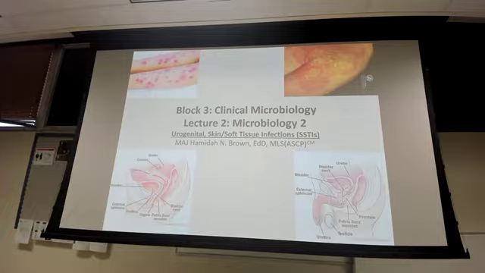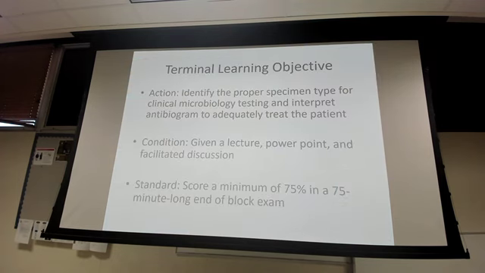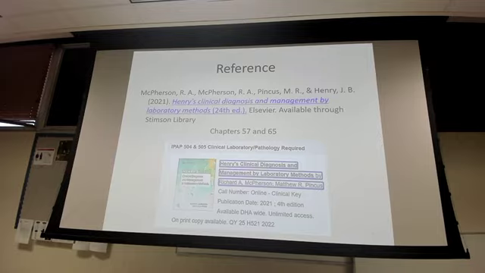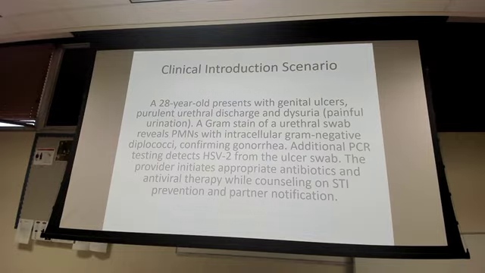Okay, so here's number 2, microbiology 2. Now we're going to be focusing more on urogenital, skin, and soft tissue infections, so SSTIs. This is our very graphic slides today. We're going to be going over urethritis, cervicitis, vaginitis, genital ulcer disease, syphilis, herpes simplex, HPV, PID, pelvic inflammatory disease, infections, and HIV exposures. Okay, this comes from your reference, chapters 57 and 65.